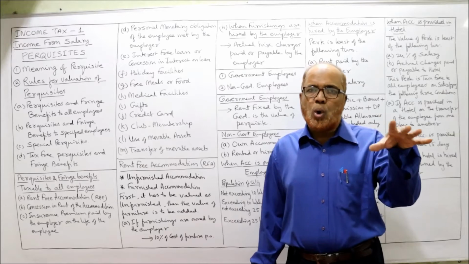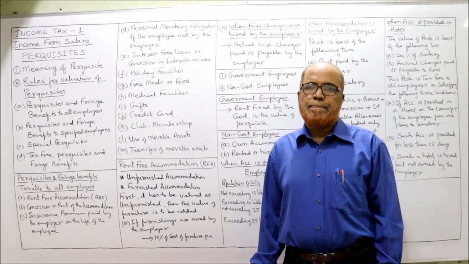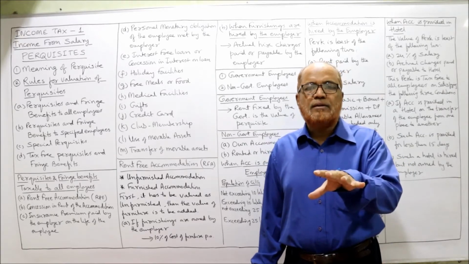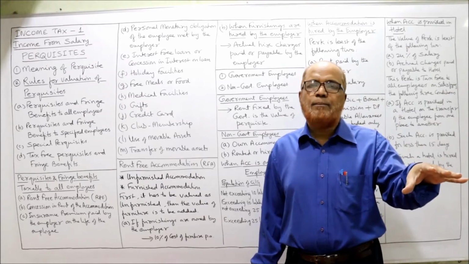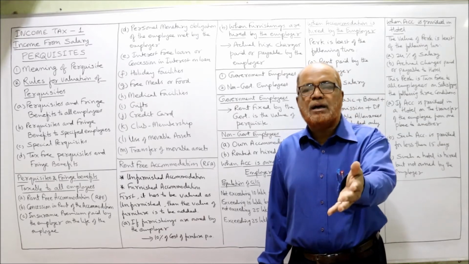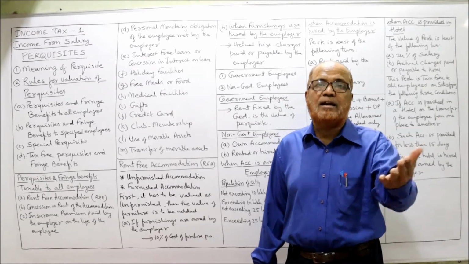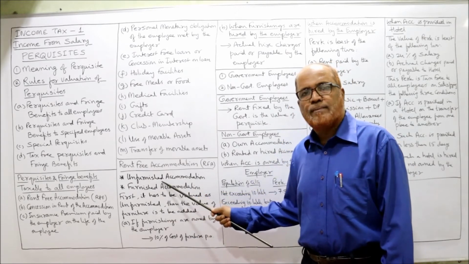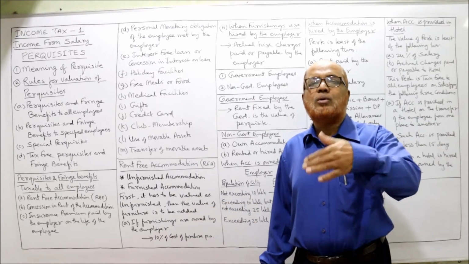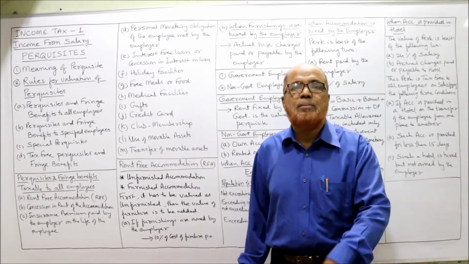Sometimes the furniture is owned by the employer. Sometimes the employer will hire the furniture, and hire charges are paid by the employer. In that case, we have to see whether the furniture is owned by the employer or not. If the furniture provided is owned by the employer, then 10% of the cost of furniture will be added to the value of the unfurnished house. So first of all, you have to value the unfurnished house. To that you have to add 10% of the cost of furniture if the furniture is owned by the employer.